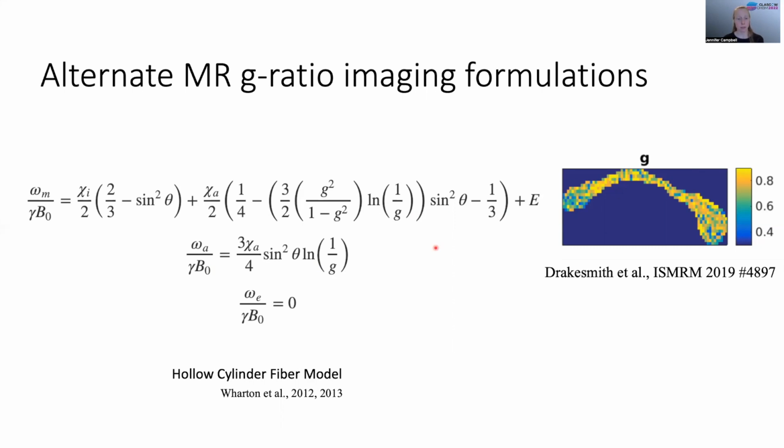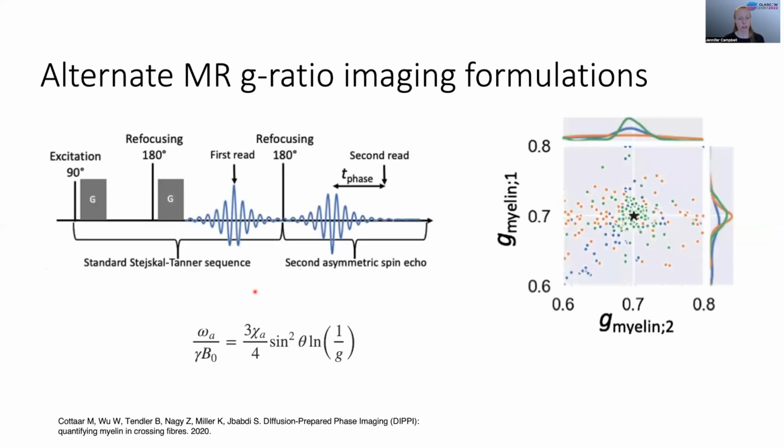We can take this a step further. If we use a long TE to make the myelin signal negligible, and we prepend a phase-sensitive acquisition with high diffusion weighting that would knock out the extra-axonal space, we're left with just this middle equation. And that's what Mikhail Katar has done with his diffusion-prepared phase imaging. And he can estimate a G ratio from this. And I'll come back to this in a little bit.